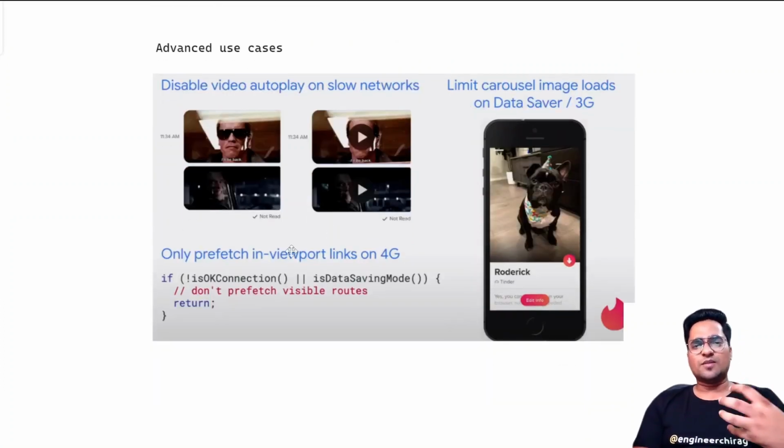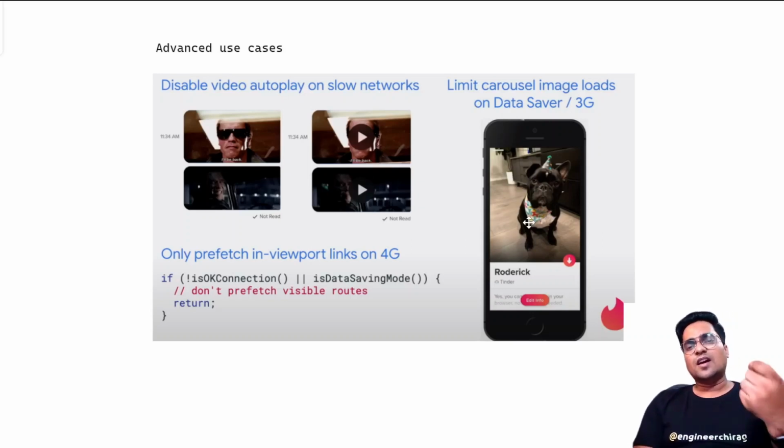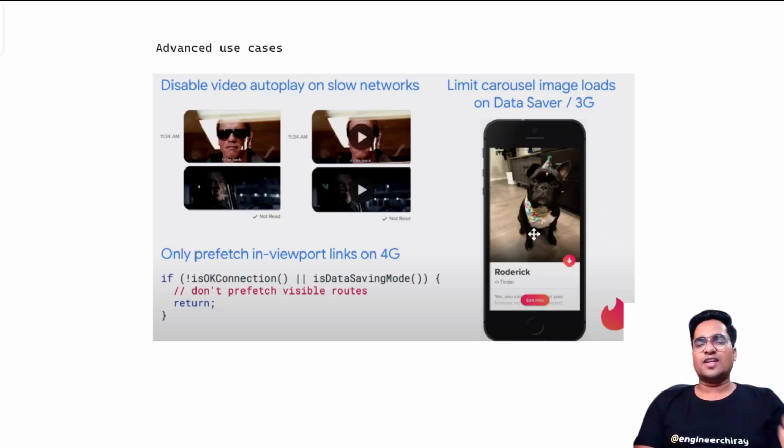Now let's talk about some advanced use cases. Say you want to load an image, but initially show the thumbnail. Once the thumbnail is loaded, depending on whether it is a slow or high-end network, you can decide whether to autoplay or not. Similarly, applications like Tinder load a number of images depending on your connection. If it is 3G or a slow network, it will load fewer images, and for higher network connectivity they will load more images.